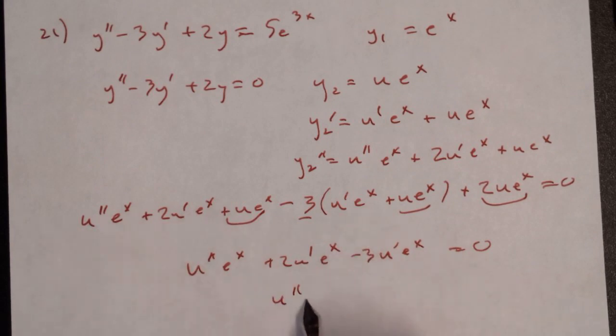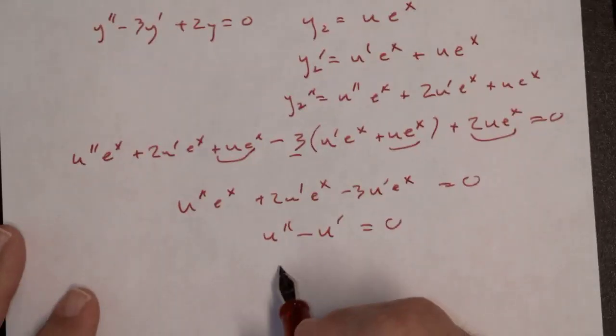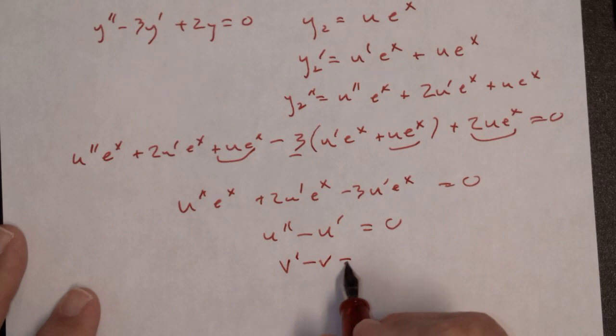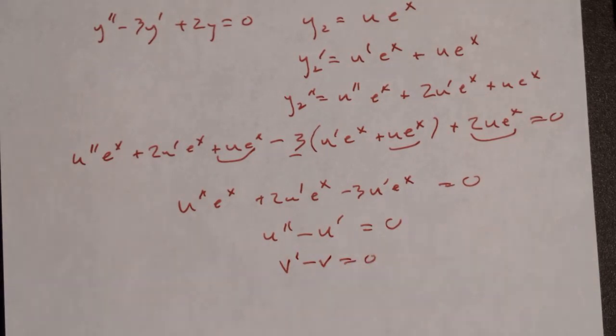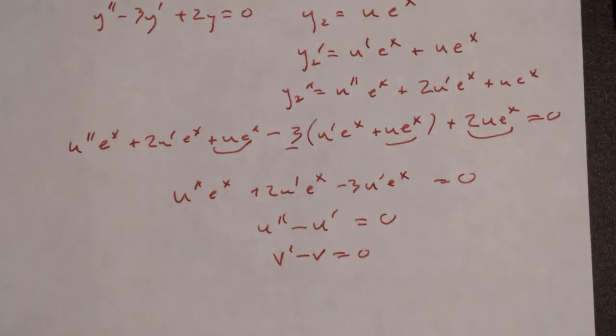u double prime minus u prime equals 0. e to the x is never 0, so I can divide it out. Oh, wait a minute. So that means that v prime minus v equals 0. I know the solution to this. e to the x minus e to the x is 0, but we'll work through it.